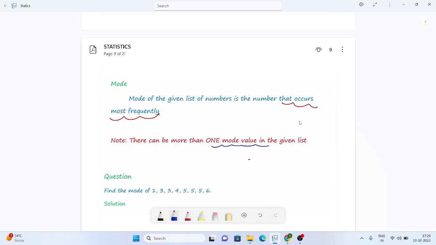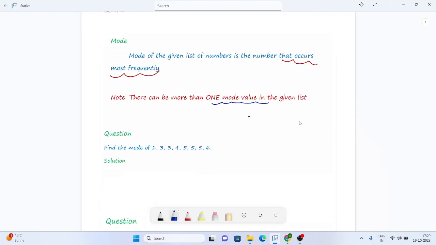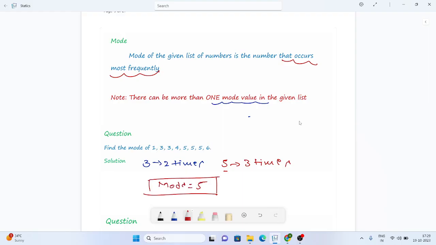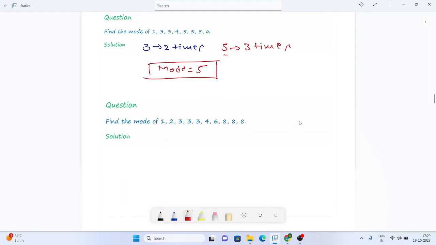Okay, so here you see 3 repeats in the sequence 2 times, right? 5 comes 3 times. So which comes more times? 5. So the mode is straightforward, it is 5. Keep copying. Now another example. Here 3 repeats 3 times and 8 repeats 3 times. So here the mode is nothing but 3 and 8. Note down this.